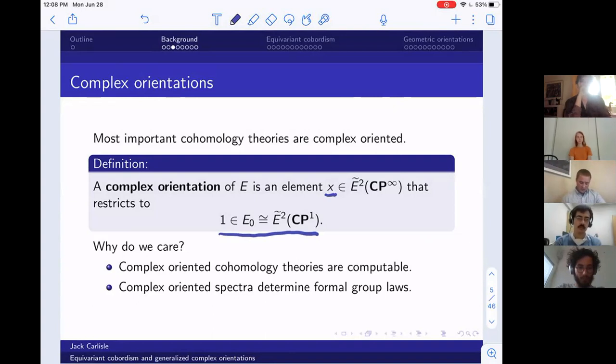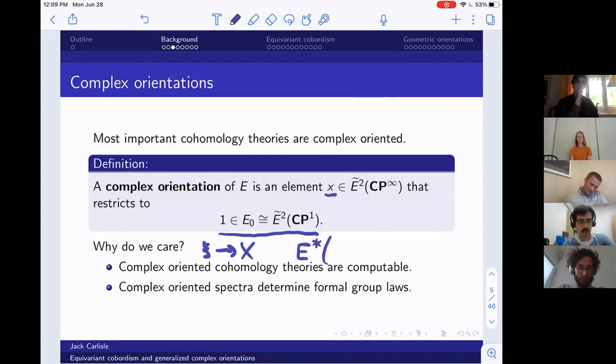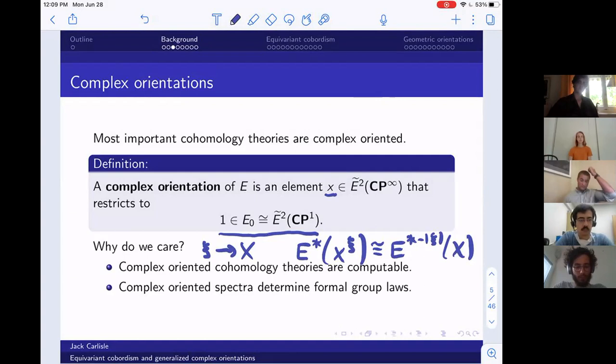The first reason why we care is that complex oriented cohomology theories are very computable. For instance, one thing that's nice about complex oriented spectra, and essentially characterizes them, is that if we have a complex vector bundle over a topological space X, then if we look at the cohomology of the Thom space of the bundle, which is sort of like a twisted suspension of the space X, this is isomorphic to just a shifted copy of the cohomology of the base space X. And so this is a very powerful calculational tool.